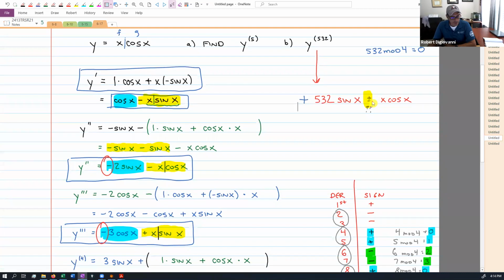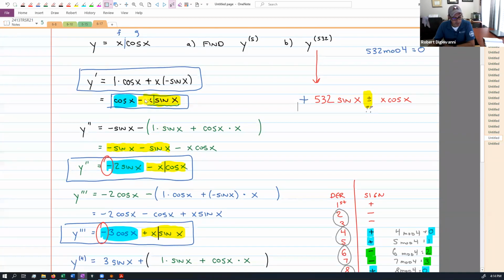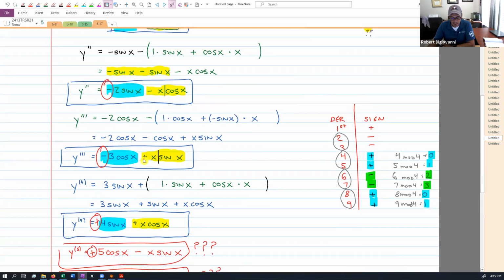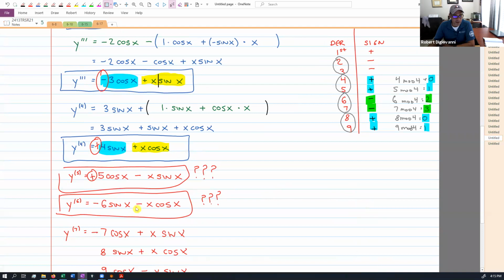Now I need to figure out this other one. Look, I would never test you on this. This is something to show you just how things can really start getting weird. What about for this sign? The first was negative, second negative, third positive, fourth positive, fifth negative, right?